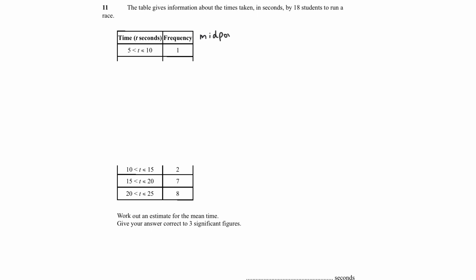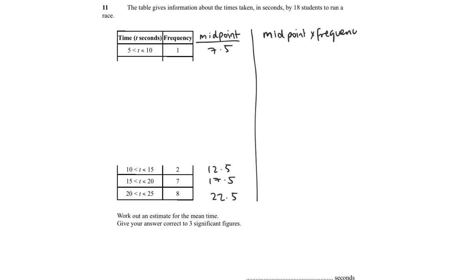the midpoint of the slots in times, which was 7.5, 12.5, 17.5, and 22.5. And then we're going to do our midpoints multiplied by our frequency. So then that would be 7.5, 25. Also, you'd be using your calculators for these. I'm not expecting you to do these in your head. So 122.5, 180.